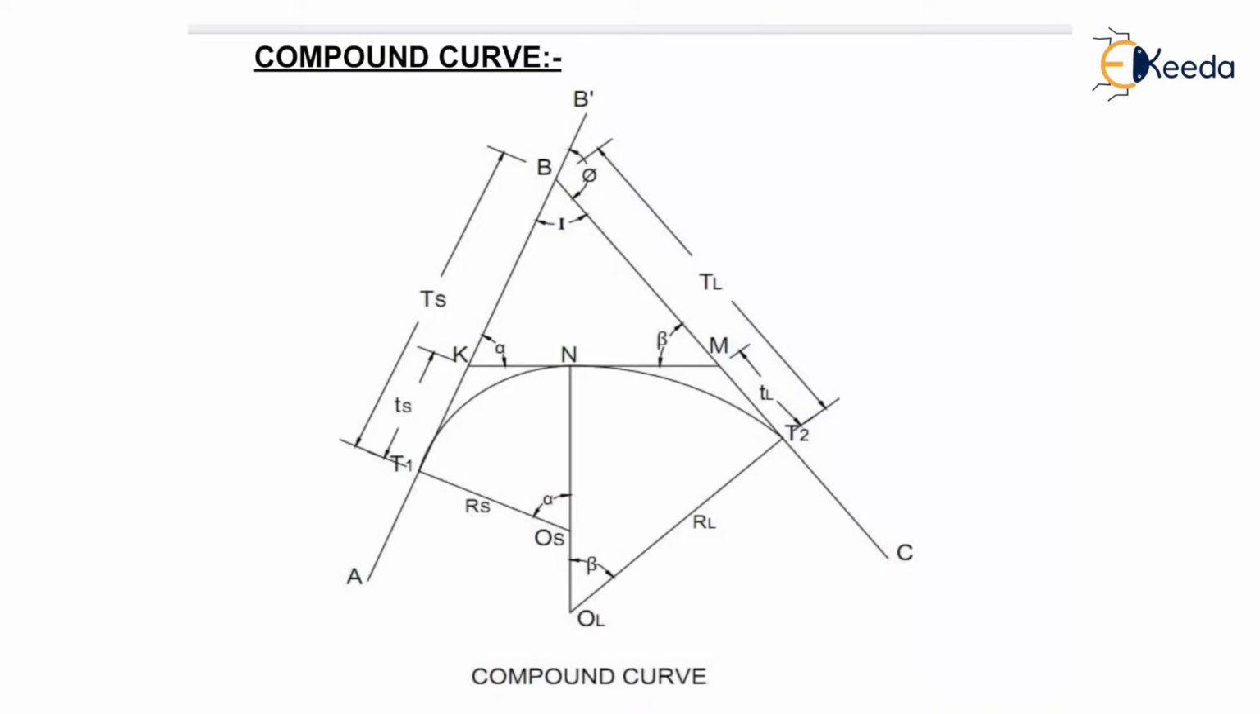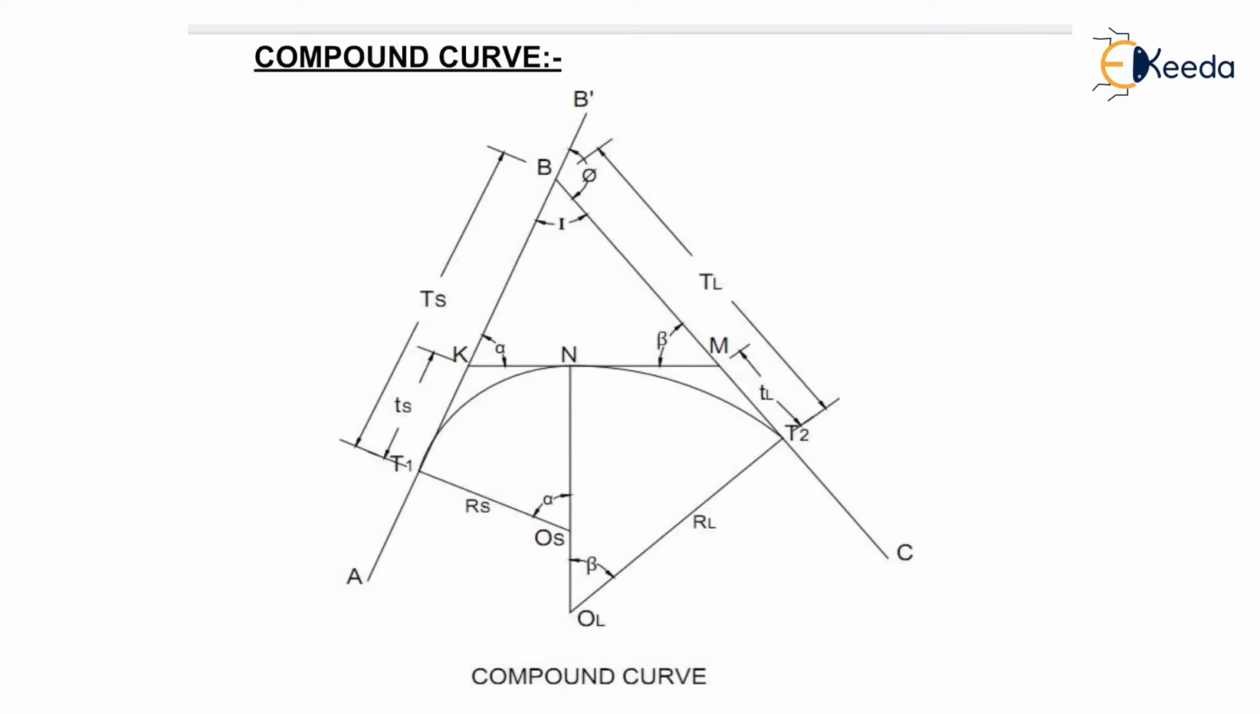In the figure, it is shown that the compound curve is tangential to three straights, that is AB, BC and KM at T1, T2 and N. The two circular arcs T1N and NT2 have centers at the points O_S and O_L, with N, O_S and O_L being in a straight line. The arc having a smaller radius may be first or second.